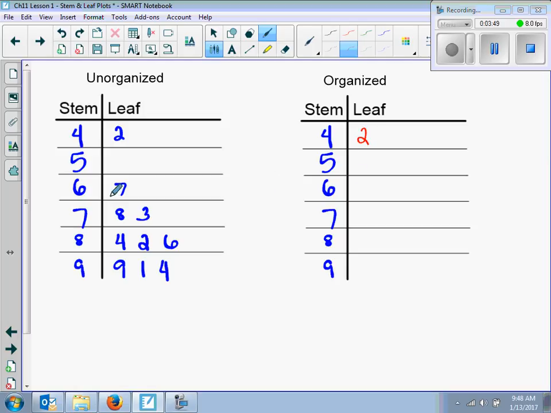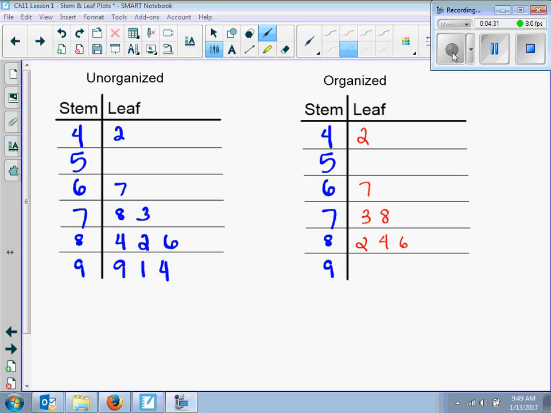Okay? So 42, we have a 2. 5, we're skipping. The 60s, we have a 7. The 70s, we have a 3, and we have an 8. Does everybody see now this says 73, 78. So you see how it gets in order from least to greatest? And then for the 80s, we have a 2, we have a 4, and we have a 6. Is everybody with me? So now this is an 82, an 84, and 86. You see how they're in order from least to greatest?